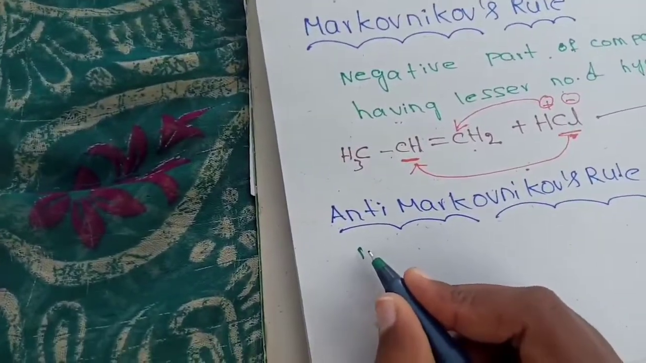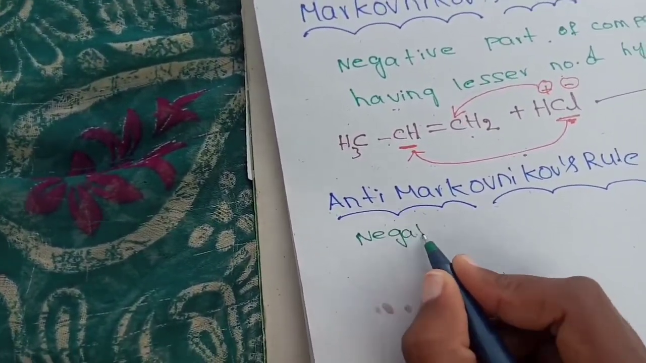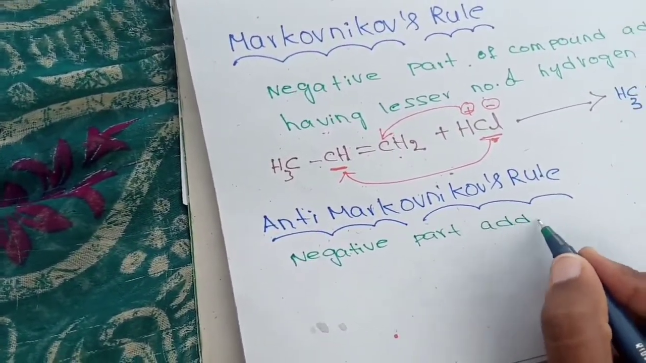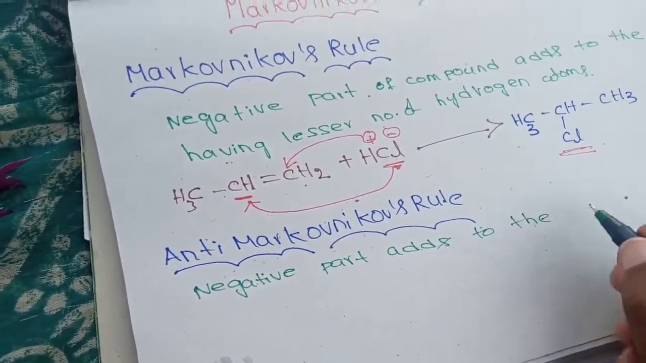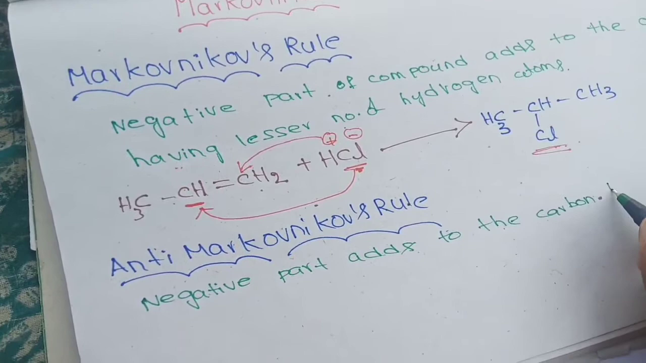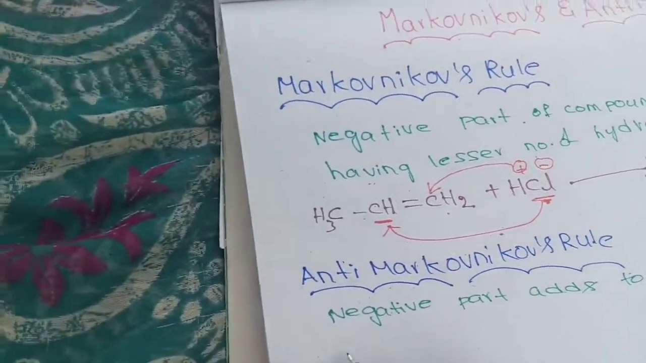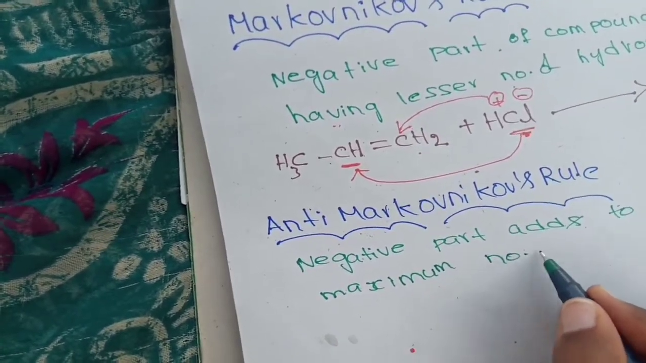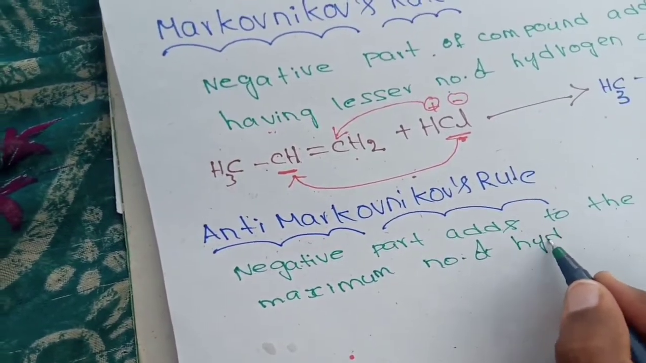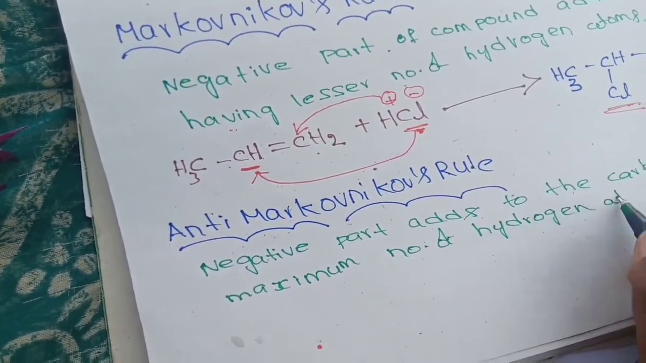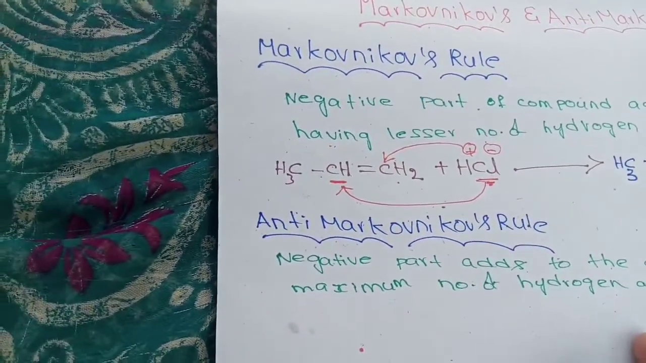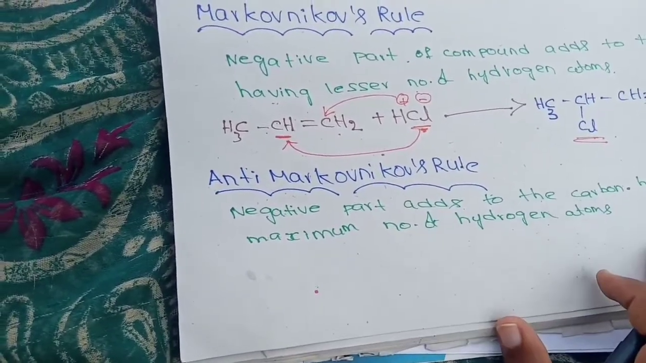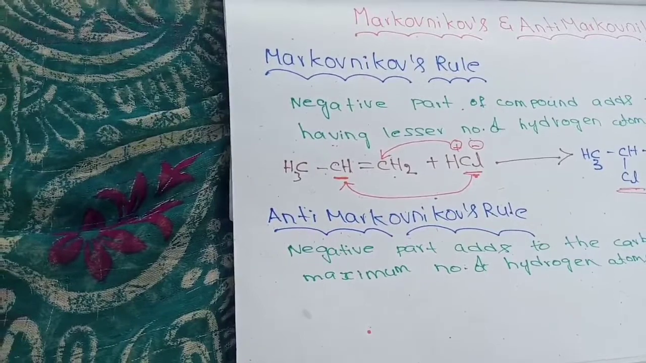It says that the negative part adds to the carbon having the maximum number of hydrogen atoms. See friends, anti-Markovnikov's rule says that the negative part adds to the carbon having the maximum number of hydrogen atoms. I will explain with an example.